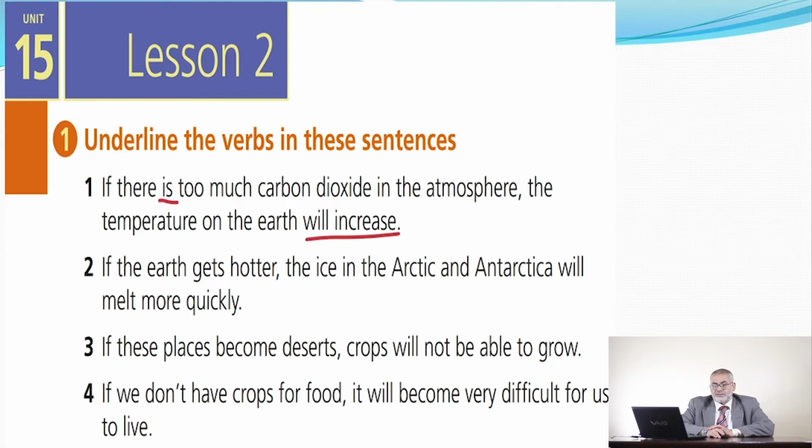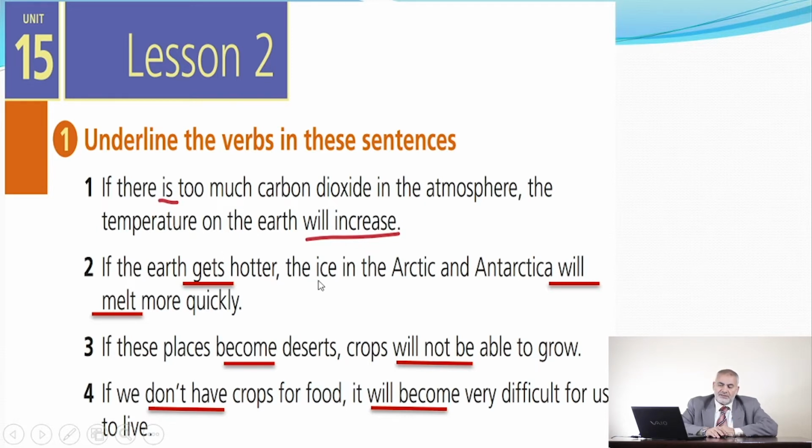If the earth gets hotter, the ice in the Arctic and Antarctica will melt more quickly. If these places become deserts, crops will not be able to grow. So the verbs here are gets, will melt. Number 3, if these places become, the next, crops will not be able. Number 4, if we don't have crops for food, it will become very difficult for us. Notice here, the verb is in the 3 or the 4 sentences here. The one that follows if, الفعل اللي بعد if مباشرة, is gets, become, don't have. If you look again, you will find that this is the present simple.